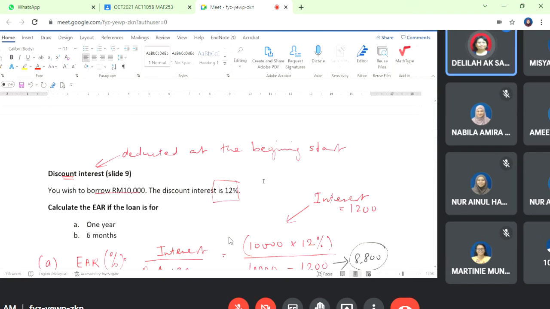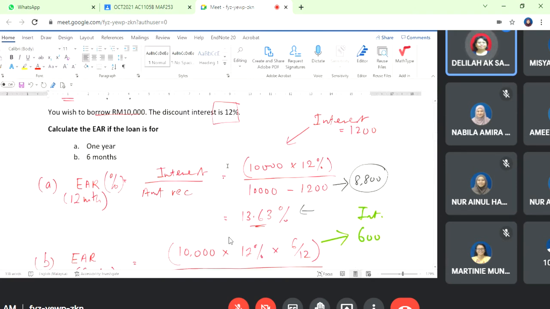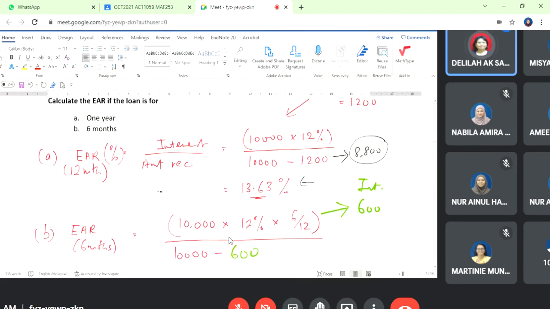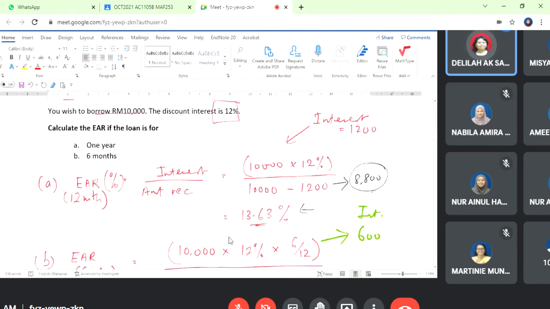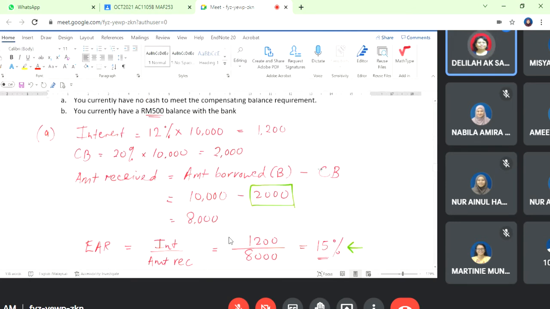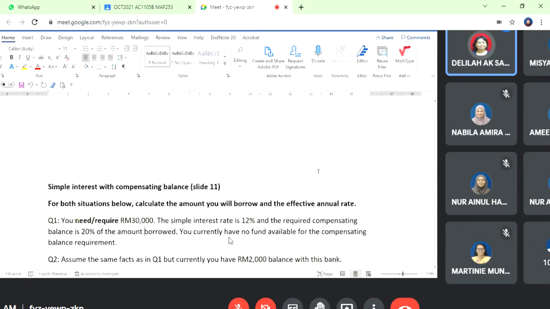In this first example, this is a discount interest loan. In a discount interest loan, we know the interest will be deducted from the amount lent. So if we want to borrow 10,000, the bank deducts the interest first, which means we don't get the full 10,000. So now the situation becomes, you cannot have less than 30,000. You must receive 30,000 from the bank.